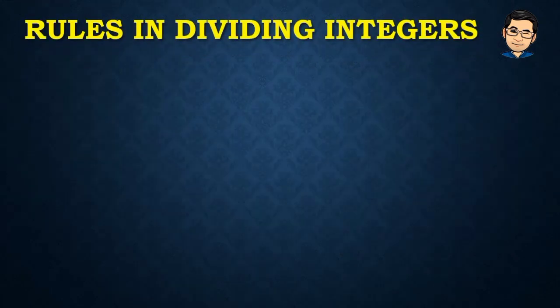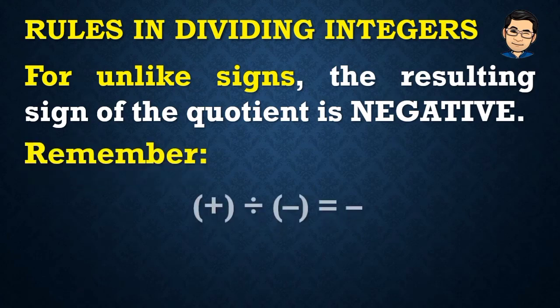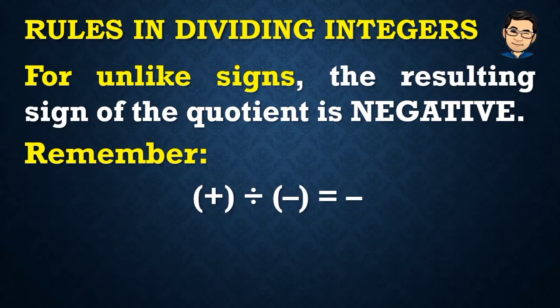What about in unlike signs? So for unlike signs, the resulting sign of the quotient is negative. Same with multiplication. Ganun pa rin dito. So that is positive divided by negative equals negative. And then negative divided by positive equals negative. Again, regardless yung order ng mga given number.